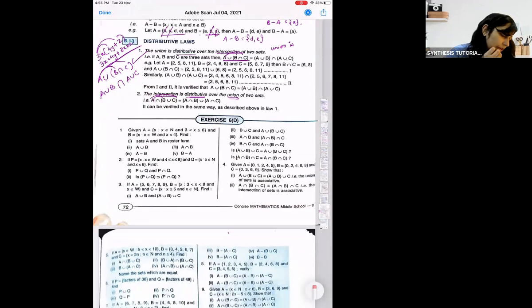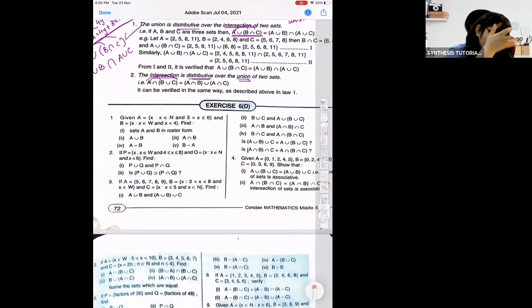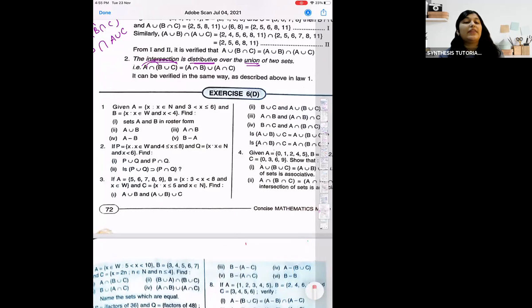Okay, so in the third question, the set A is given directly: 5, 6, 7, 8, 9. For B they said it is x such that x is between 3 and 8 and is a whole number. So 3 will not be included, nor will 8, so it will be 4, 5, 6, 7. And C is x such that x is smaller than or equal to 5 and belongs to natural numbers. So this is 1, 2, 3, 4, 5.